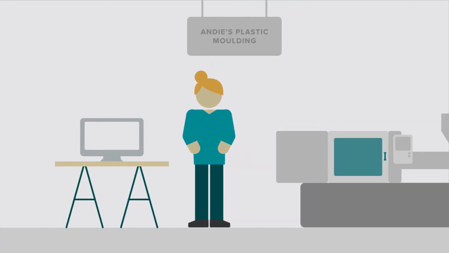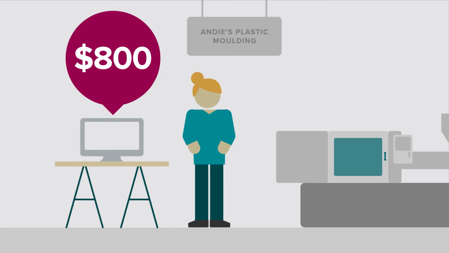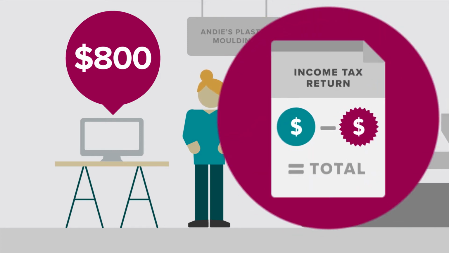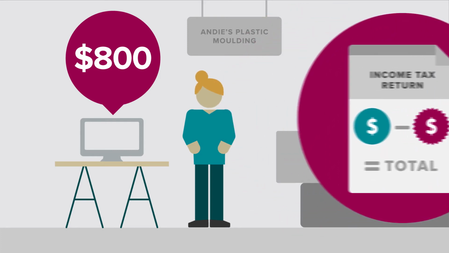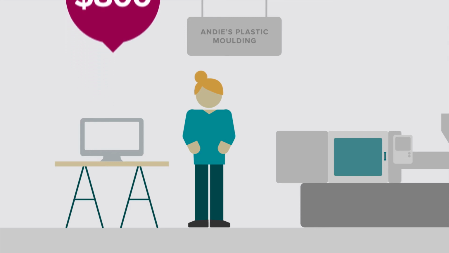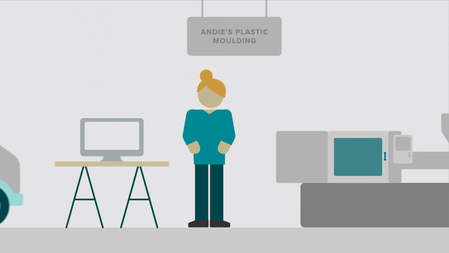Andy also bought a computer. It was only $800. Since it's classed as a low-value asset, Andy can deduct the full cost of it in the year she purchases it, instead of having to spread the cost over the life of the computer.